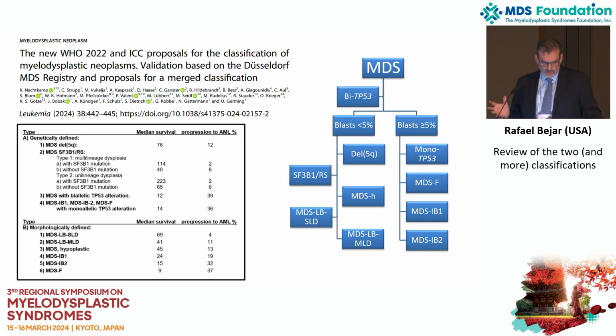So a potential hierarchy that they recommended begins with MDS, pulls out the biallelic TP53, and then only after that divides patients based on blasts, identifies patients with low blasts in the different subgroups that we've mentioned, creating this combined SF3B1/RS group, and then pulling out the mono TP53 in the high blast group as another group to follow, followed by fibrosis, IB1, and IB2. I think it's an interesting model, and we'll wait to see what happens.